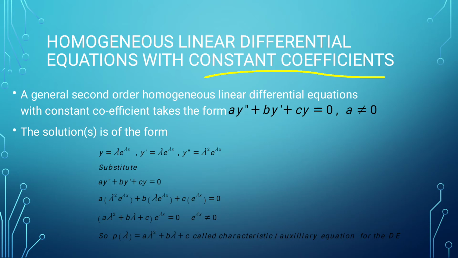In general, second order homogeneous linear differential equations with constant coefficients take this form. It's like our p(x) and q(x) have been given as constants a, b, c, and we make sure that the coefficient a of the second derivative is not equal to 0, because the moment it becomes 0, we will no longer be talking about second order, it reduces to first order. But in our case, the discussion is based on the second order homogeneous differential equation.